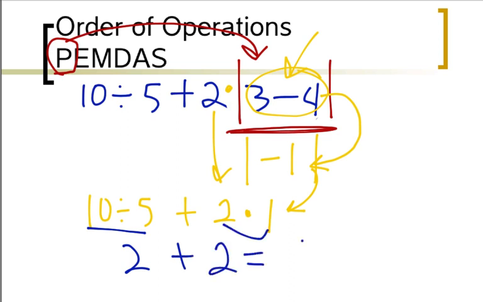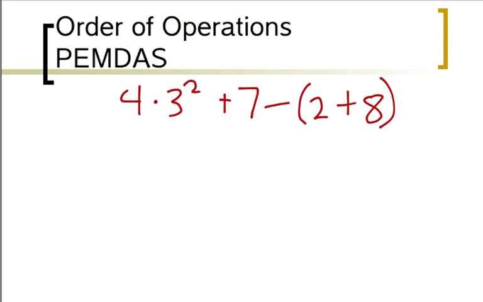And that's going to give us 4 this time rather than 0. So absolute values, again, are just another form of parentheses. So now we're going to take a look at an example that has exponents. So we have parentheses, so we'll start there. My parentheses, notice there's a negative sign out in front. We don't worry about that right away until after we do the addition.